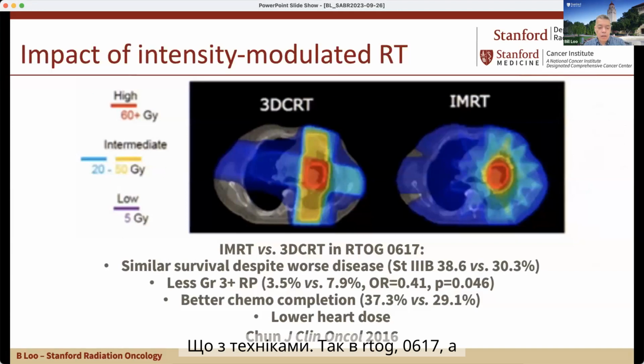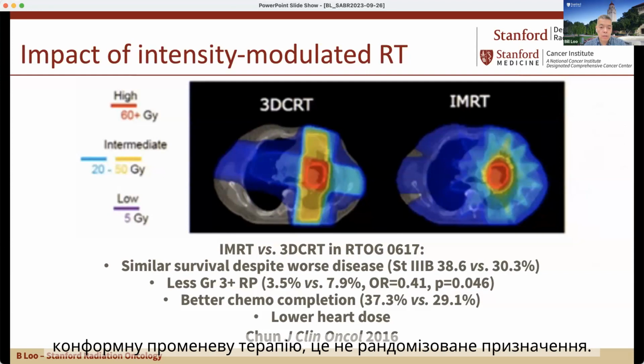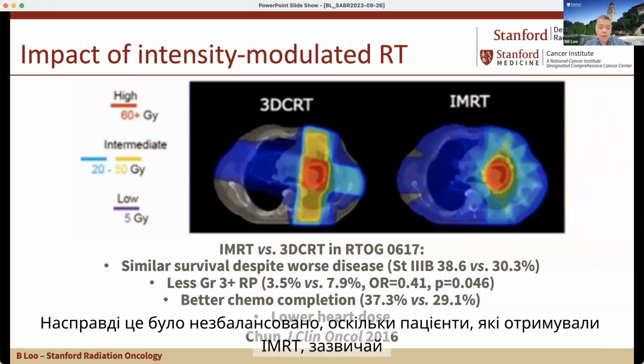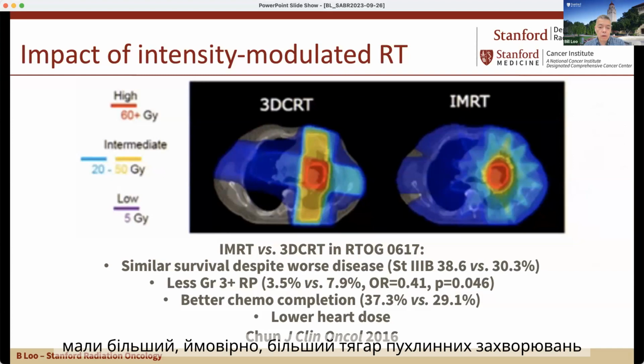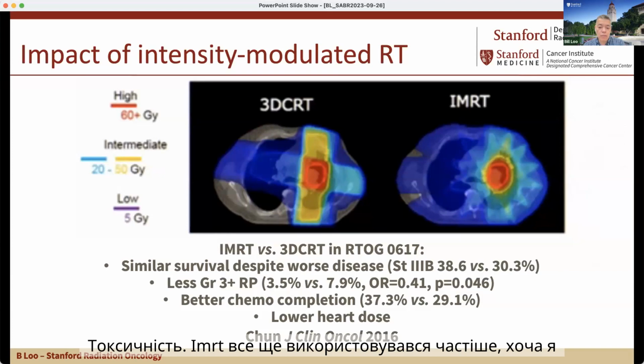So in RTOG-0617, there was an analysis of those patients who got IMRT versus those who had 3D conformal radiotherapy. This was not a randomized assignment. In fact, it was unbalanced because the patients who got IMRT typically had a greater tumor disease burden, and to avoid toxicity, IMRT was used more often.